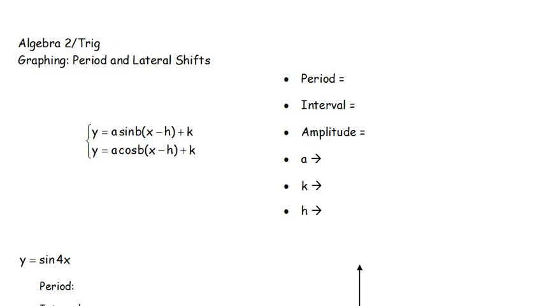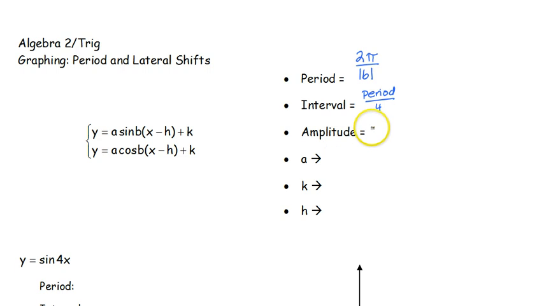Alright, yesterday we focused our attention on vertical shifts and stretching our graph. Today we're going to focus on changing the period and lateral or horizontal shifts. So remember your period. To find the period, you take 2 pi and you divide it by the absolute value of b. The interval, you take whatever your period was and you divide that by 4. Remember, the interval is the horizontal distance on the tick marks.